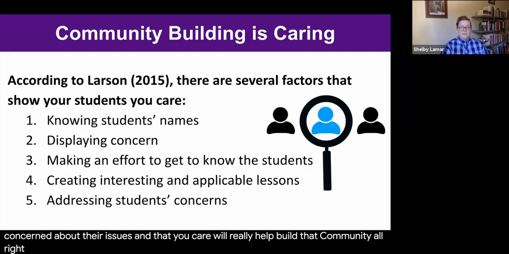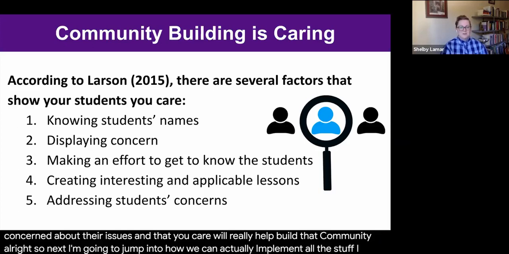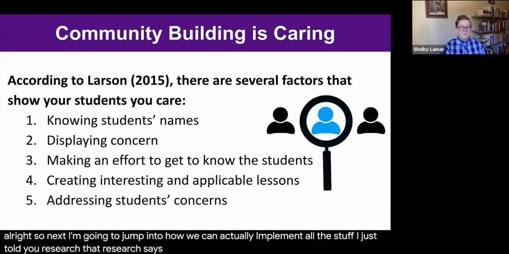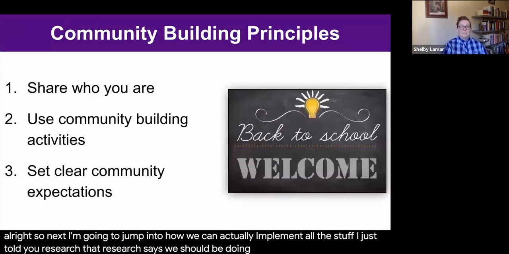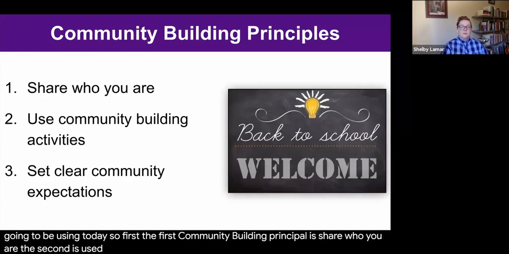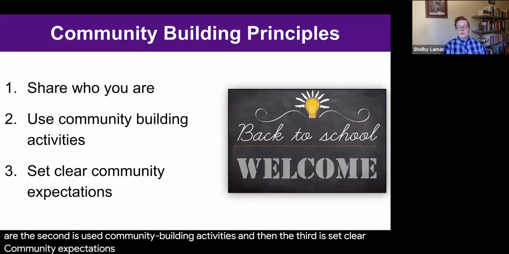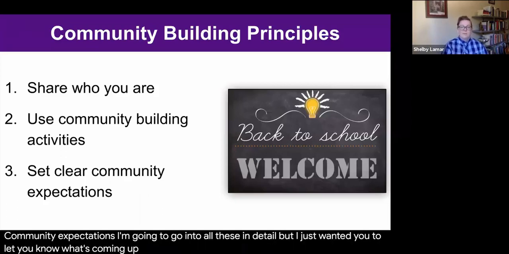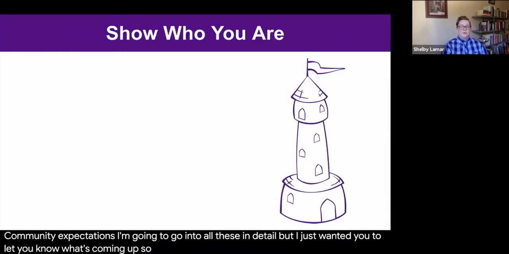All right, so next I'm going to jump into how we can actually implement all the stuff I just told you research says we should be doing. Here are the principles we're going to be using today. The first community building principle is share who you are. The second is use community building activities. And the third is set clear community expectations. I'm going to go into all these in detail, but I just wanted to let you know what's coming up. So, show who you are.